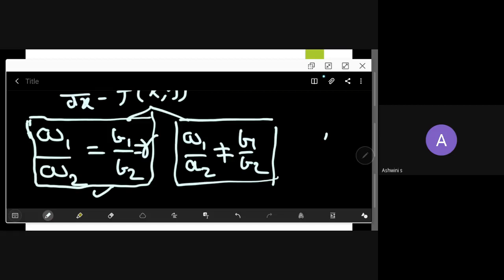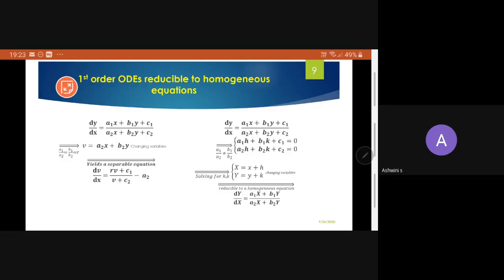For that one, you need to substitute capital X as small x plus h, that is the change of variables I told, and capital Y is equal to small y plus k. How these can be obtained: a1h plus b1k plus c1 is equal to 0, and a2h plus b2k plus c2 is equal to 0. So you need to solve for h and k.